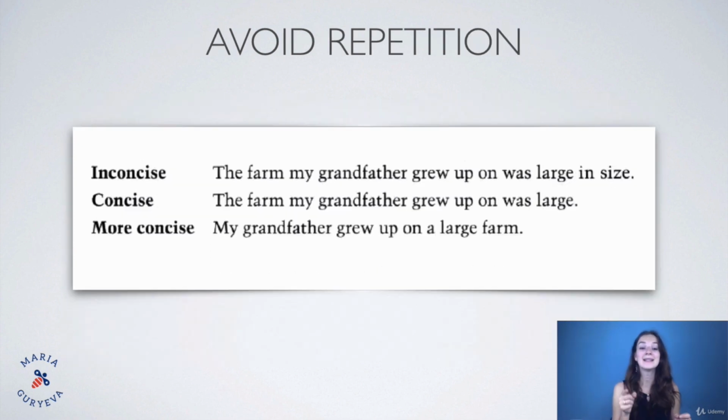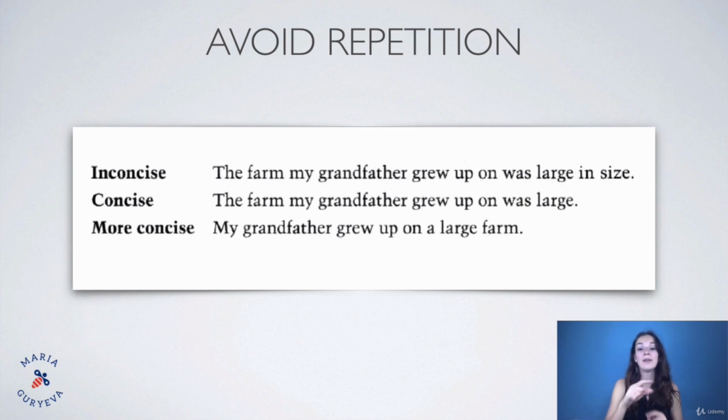Avoid repetition. Let's have a look at what repetition is. The farm my grandfather grew up on was large in size. So this sentence is not concise because we're using the words "in size." But we don't really need these words because we already said that the farm was large. Of course, large means the size. So let's cross out "in size." The farm my grandfather grew up on was large. Now it's a great sentence. It is concise. There's nothing to cross out. However, we can make it even more concise by saying, my grandfather grew up on a large farm.